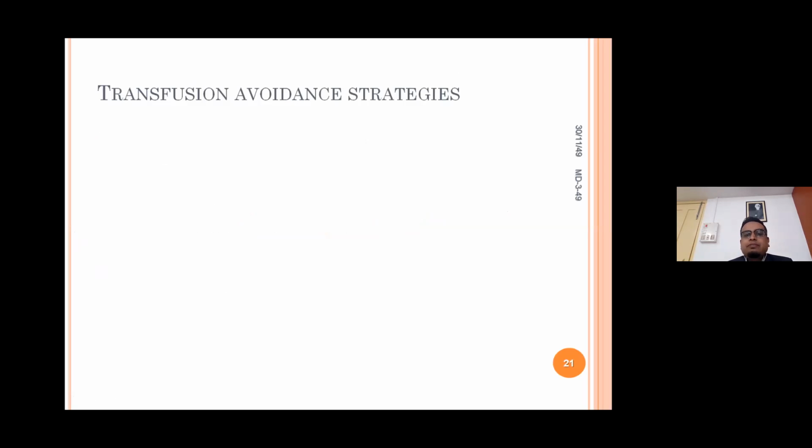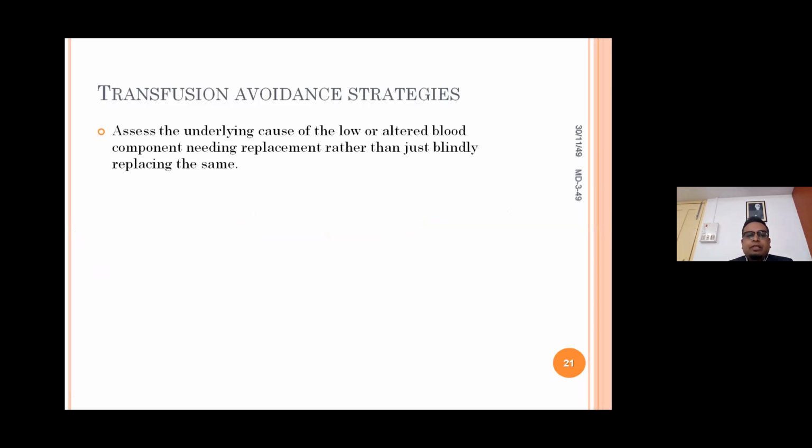So there are some transfusion avoidance strategies which we can plan. So what are these avoidance strategies? These are usually in collaboration with the clinicians. So clinicians always have to support the transfusion medicine physicians when we are planning these strategies. And this is a part of what I was calling the clinical hemotherapy.